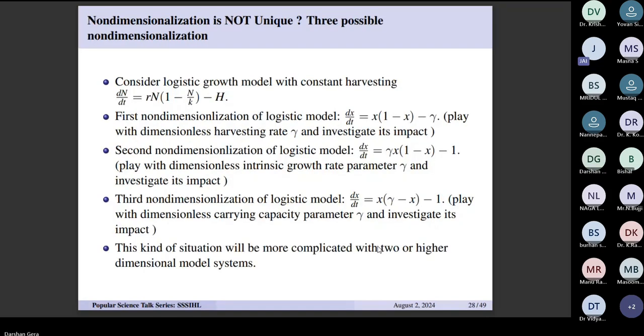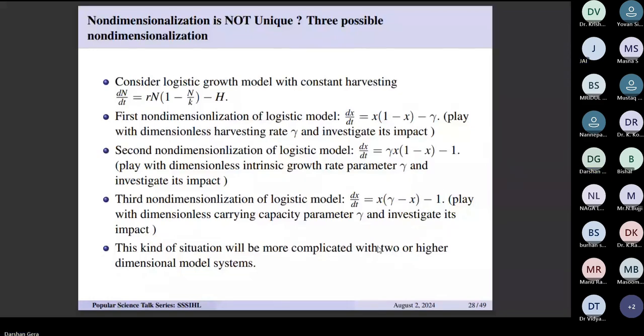So you see, for this system, we have three types of non-dimensionalized model. One is this, second is this, third is this. In the first one, we are interested in the impact of the harvesting on the population. In the second one, we are interested in the impact of the intrinsic growth rate. In the third one, we are interested in the impact of the carrying capacity. So accordingly, we have three types of non-dimensionalized scheme.